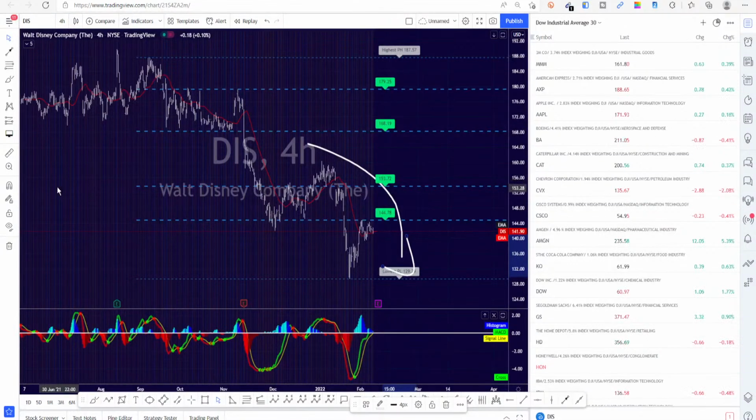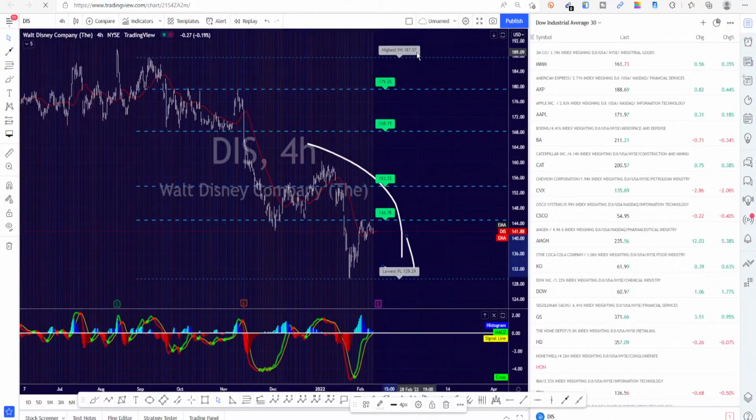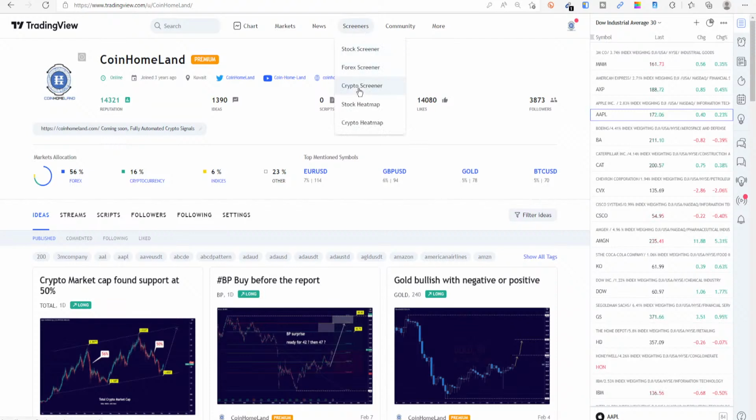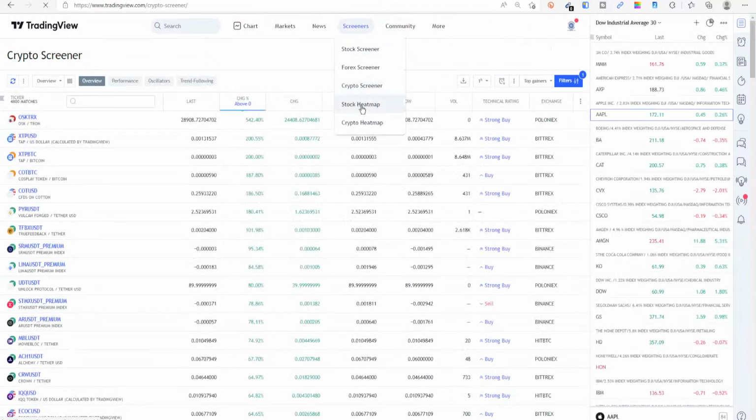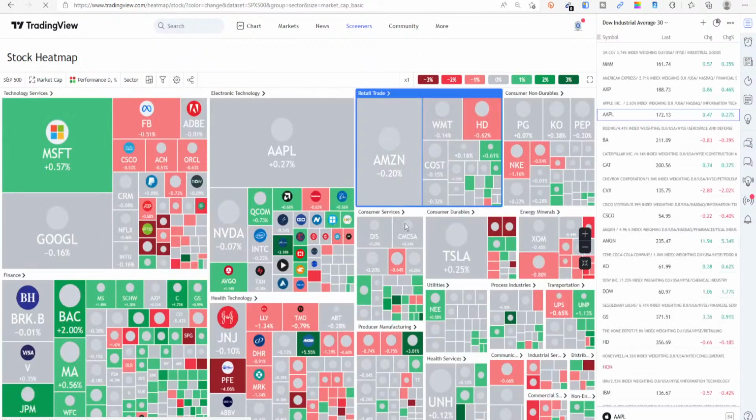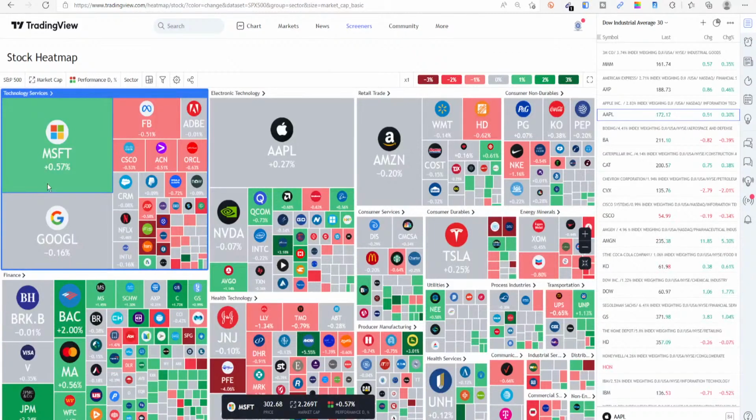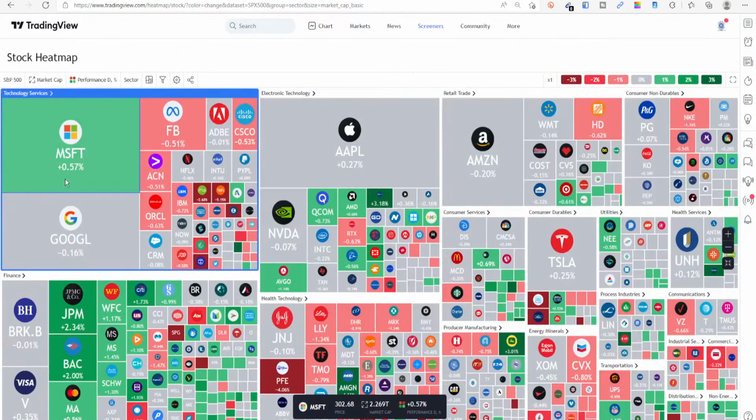If we look here at the screener, we go to crypto screener. Let's go to crypto heat map. Cool. Okay, guys, so this is the stock market by sectors right here. We have Microsoft here, 0.57% up for today. This is all technology. The majority of technology companies were coming down. You can see the market is mixed.